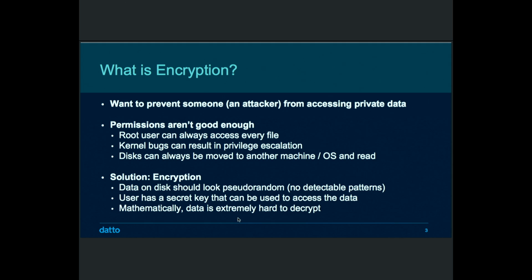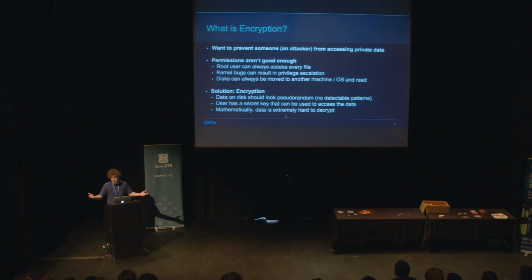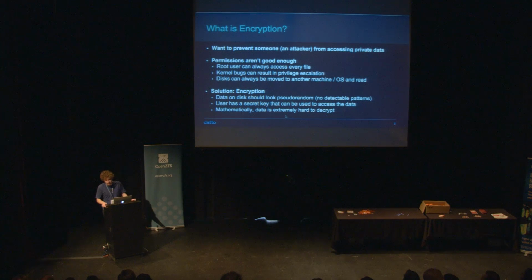Kernel bugs have routinely been exposed in Linux, especially in the past couple of months, where there are kernel bugs that have allowed for privilege escalation, which allows other, untrusted users to get to root, and then from there they can access your data. So this really isn't good enough. And the other thing is, even if you know that nobody's going to be able to escalate, and maybe you are root on your machine, somebody can always move the disks to a different machine or install a new operating system, and they'll be able to read the disks no matter what. So really, permissions are not good enough to protect against these kinds of things.